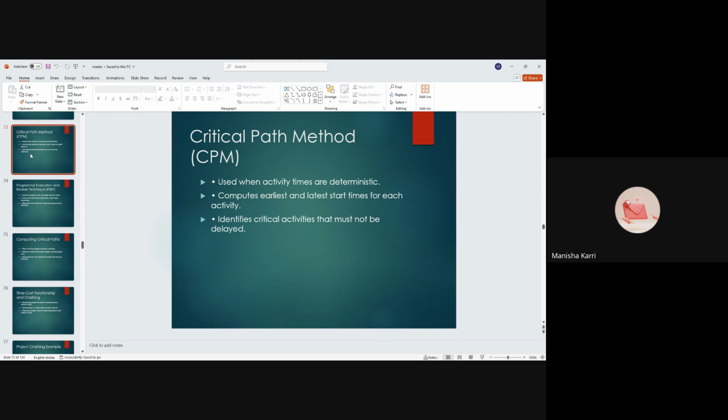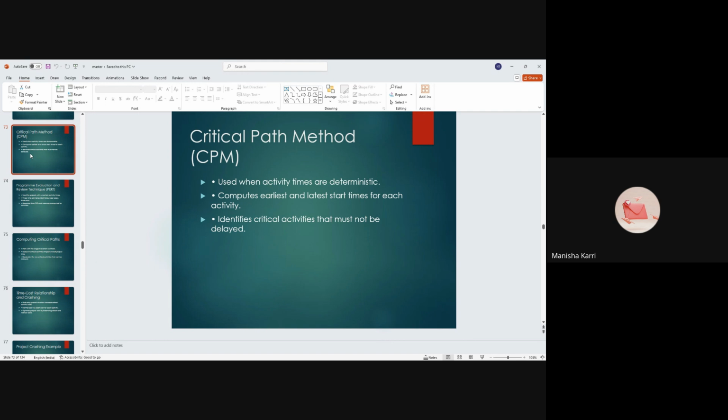Here you can see in the PPT a step-by-step breakdown of CPM. The first one is determining activity times. Here in CPM, each activity has a known, definite duration, which means there is no variation or uncertainty in how long each task will take. This is in contrast to methods like PERT, meaning Program Evaluation and Review Technique, which deals with uncertain or probabilistic activity times. So why does deterministic matter? Because by using fixed times, CPM allows for precise calculations of start and finish dates, making it useful in environments where task durations are predictable.